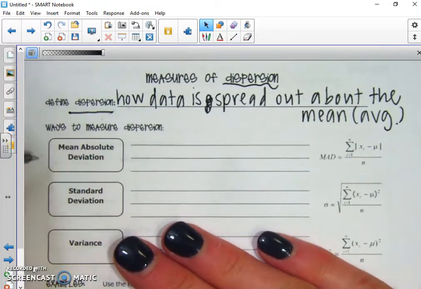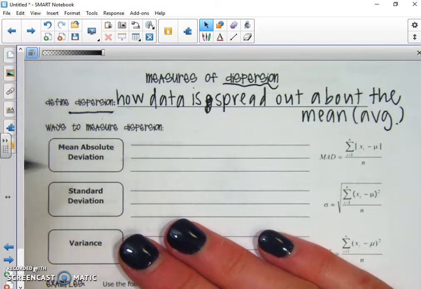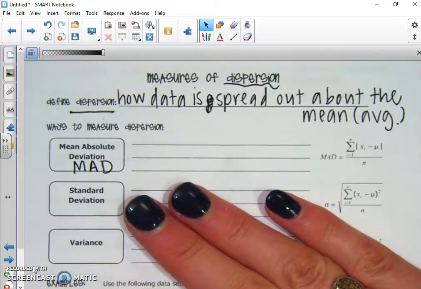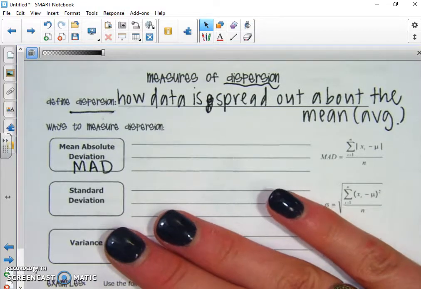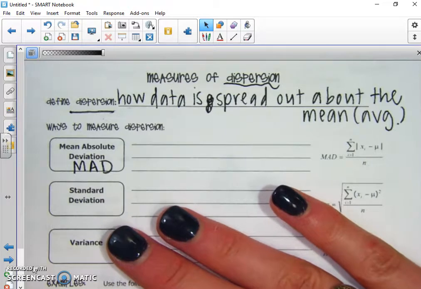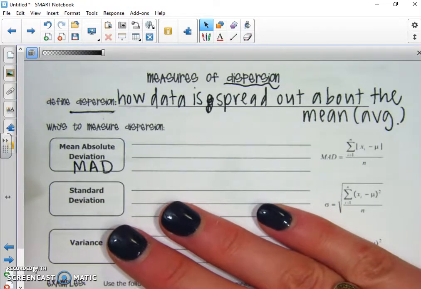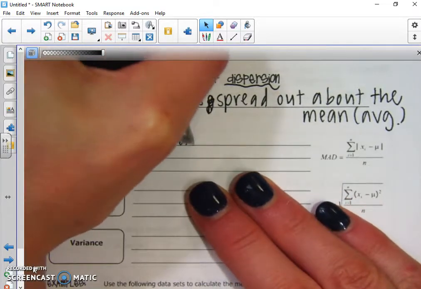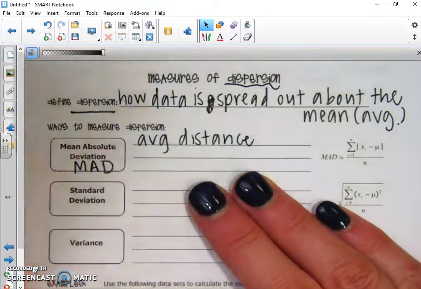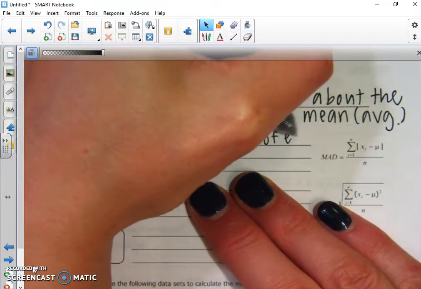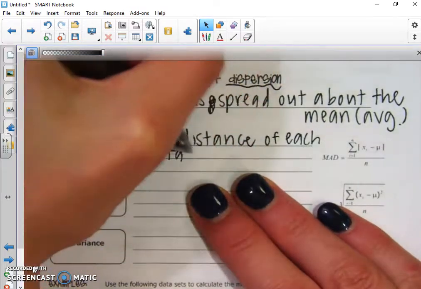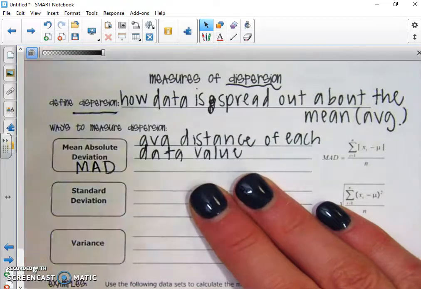The first one is called mean absolute deviation. We can abbreviate this by the first letters of each word, so we call it the MAD. The MAD is the average distance of each data value from the mean. So it's the average of how far each data point is from whatever the mean of the data is.